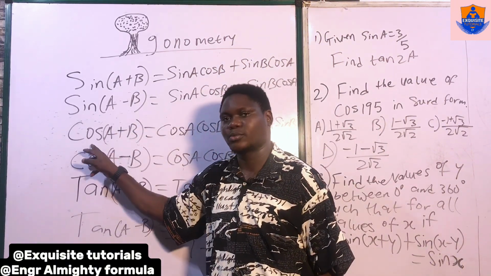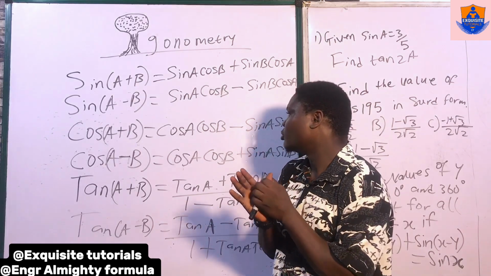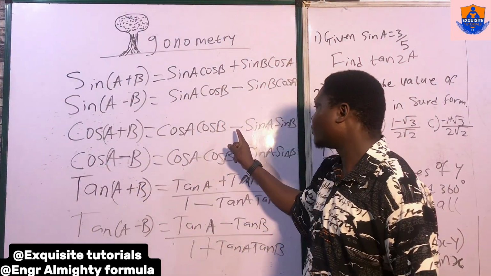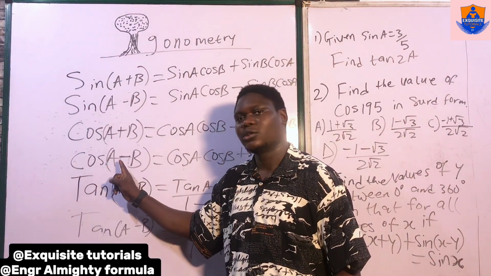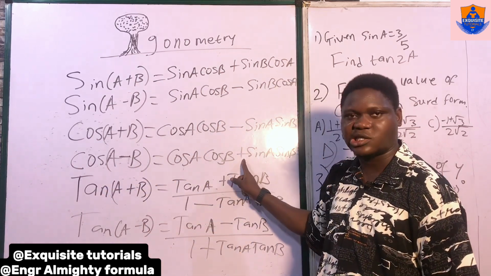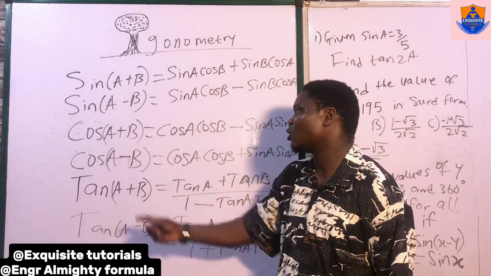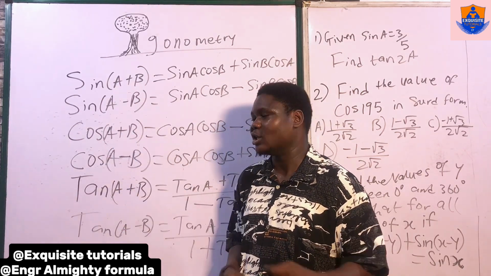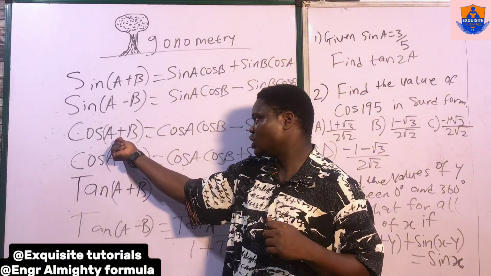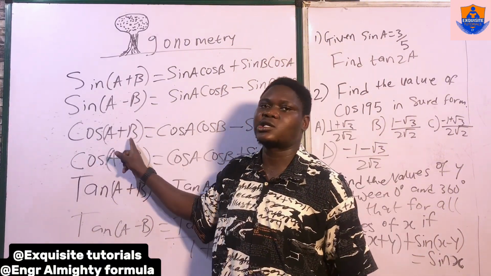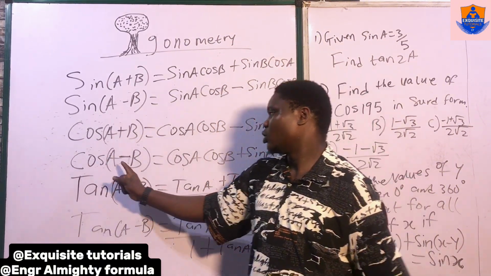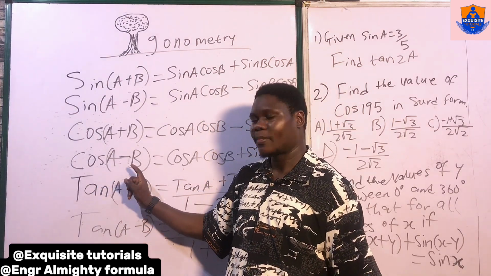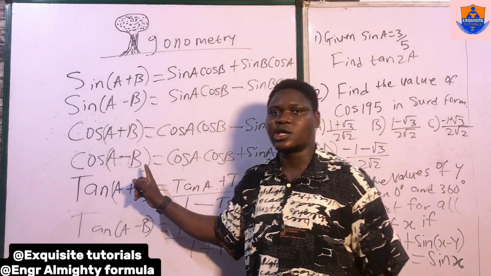But for cos is another ball game. If you have plus here, you have negative here. If you have negative here, you have positive here. Another difference is that instead of sine cos, it is cos cos, sine sine. So you have cos A cos B, change the sign, negative, sine A sine B. And you have cos A cos B plus sine A sine B.